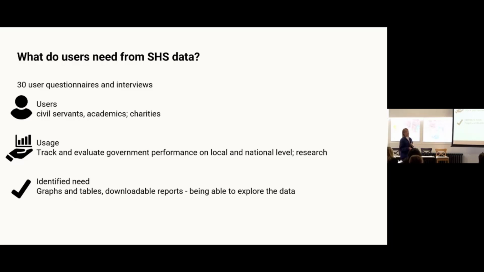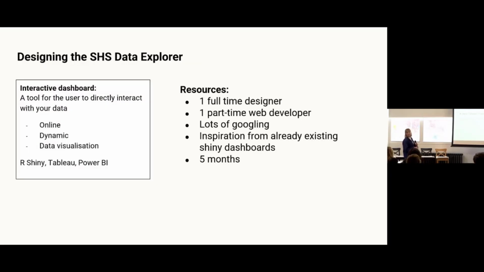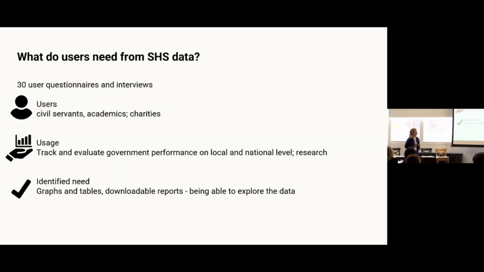So the Scottish Government have key performance indicators called a National Performance Framework. So this kind of data is really important for that. We also found that academics use the data for research, and charities use it for research as well as lobbying. And when we asked them what they need from the data, they said that they need a big element of visualization in terms of graphs and tables. They also really like the idea of being able to download bespoke reports. So really, it's all about being able to explore the data.